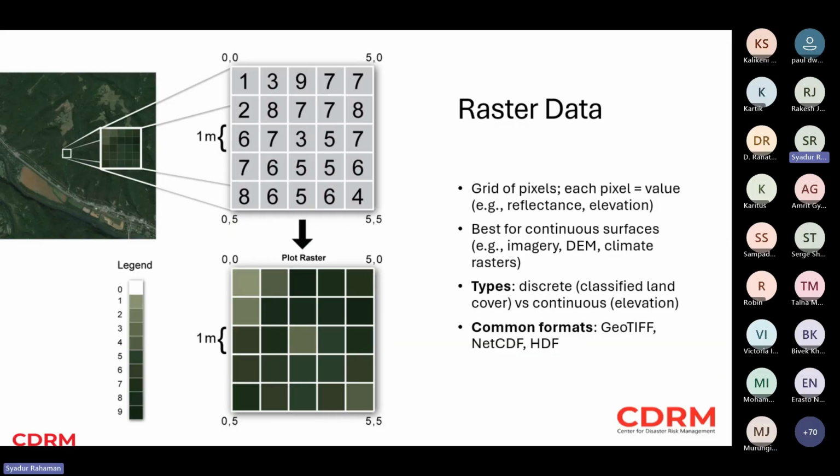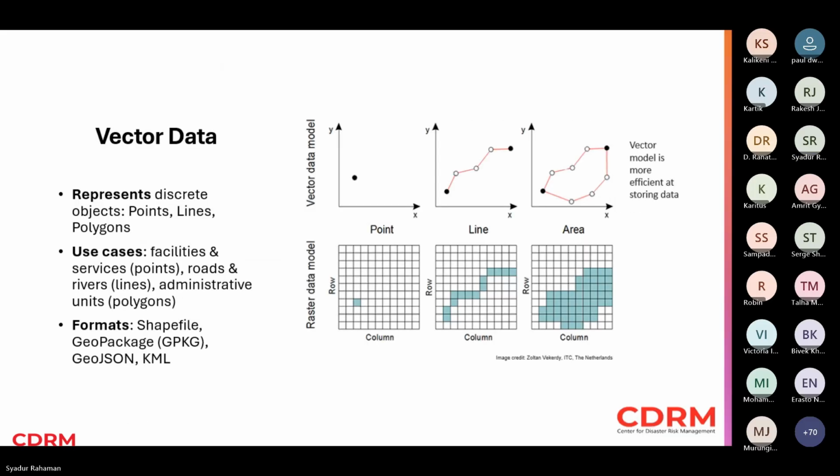There are different types of raster data, like land use classification, or elevation, which is a continuous value. The common raster formats are the GeoTIFF format, that is the geographically referenced TIFF format, and as I already mentioned, the NetCDF format and HDF5 format. So these are the common formats of raster data.